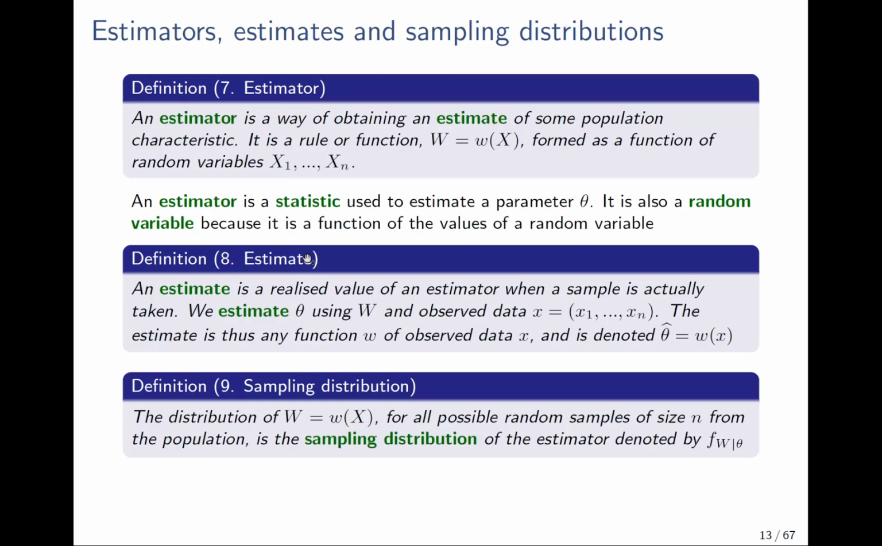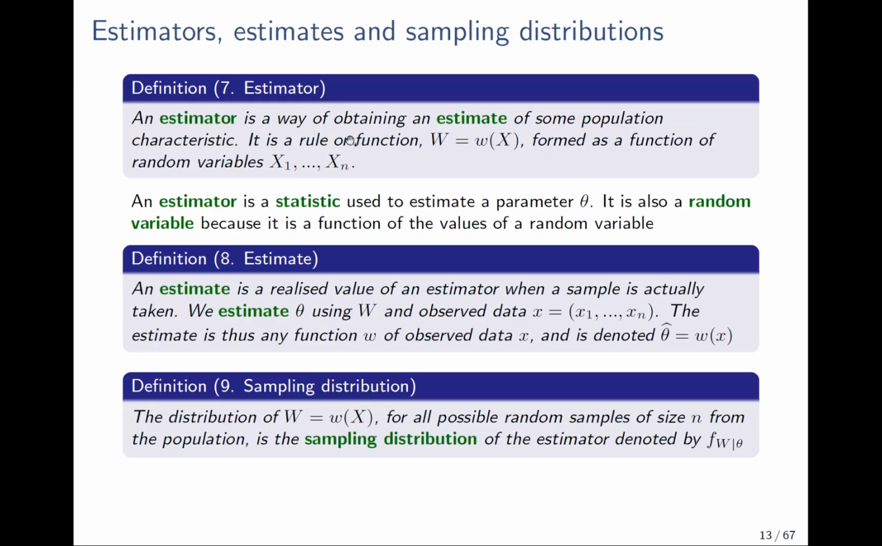An estimate is a realized value of an estimator when a sample is actually taken. So we estimate theta using W and observed data. The estimate is a function of the observed data, and we denote it by theta hat. That's our estimate of theta. We use the hat to denote that it's an estimate, a function of the observed data. So an estimate differs from an estimator. The estimate is lowercase because it's an actual number we get when we apply the estimator to real data. The estimator is uppercase because we're still dealing in the realm of random variables.